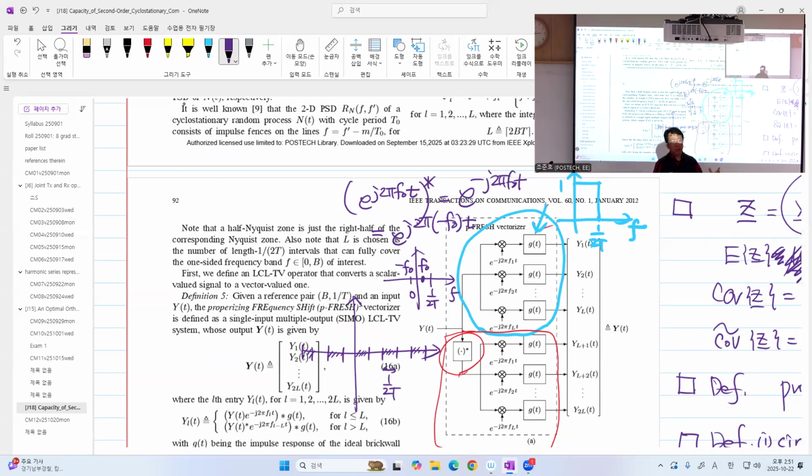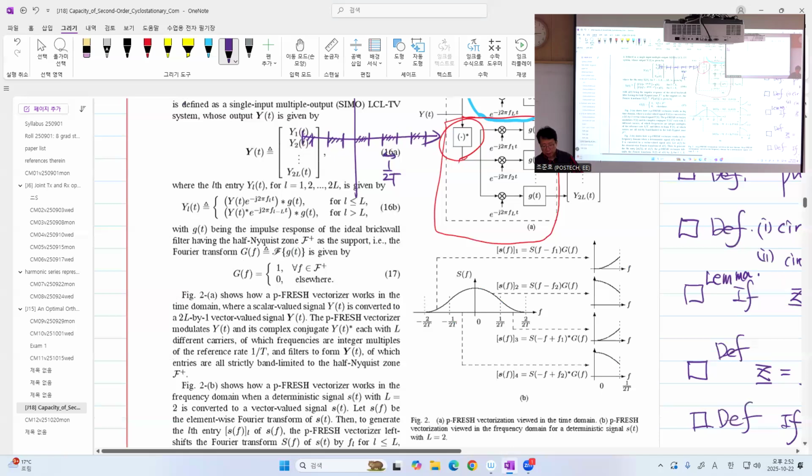We just proved that this structure of p-fresh vectorizer and p-fresh scalarizer is what? Is an invertible transformation. For any choice of the frequency shift and for any choice of the corresponding half Nyquist zone, as far as your signal is strictly band limited and capital L is chosen so that all the frequency components are properly filtered by this structure. Got it?